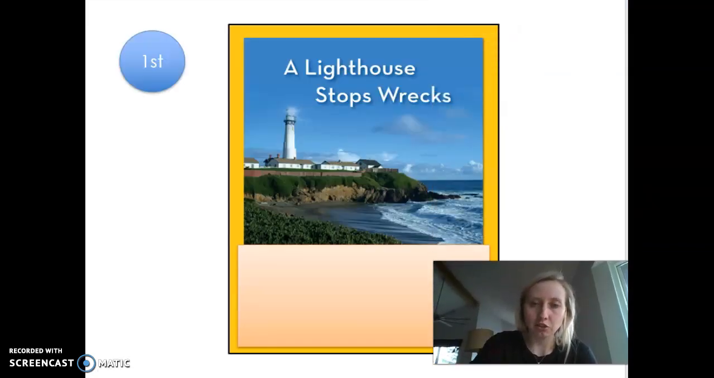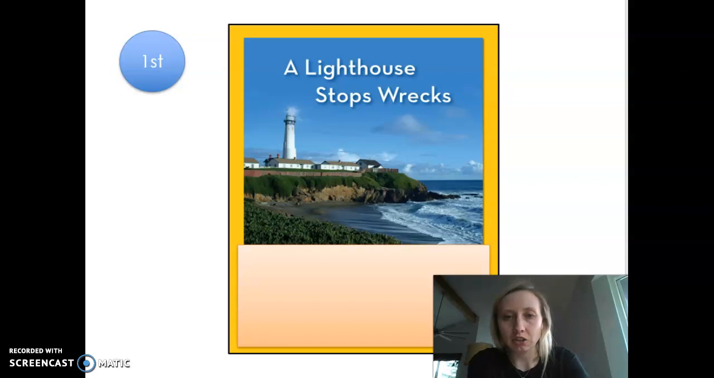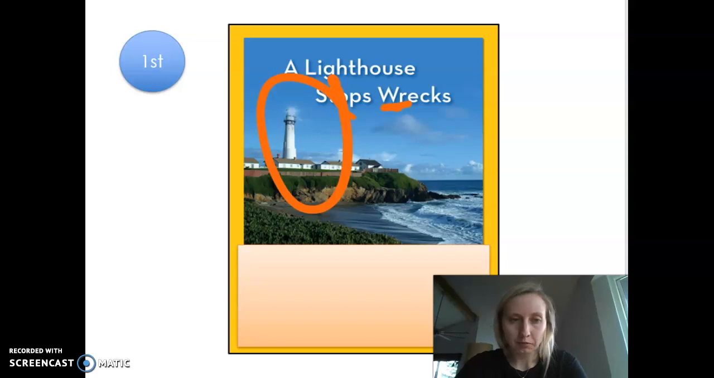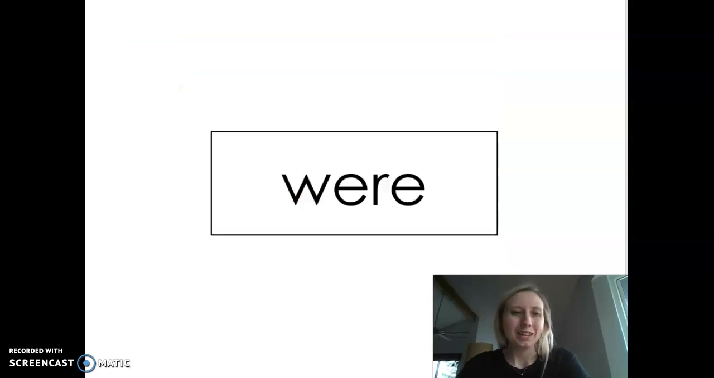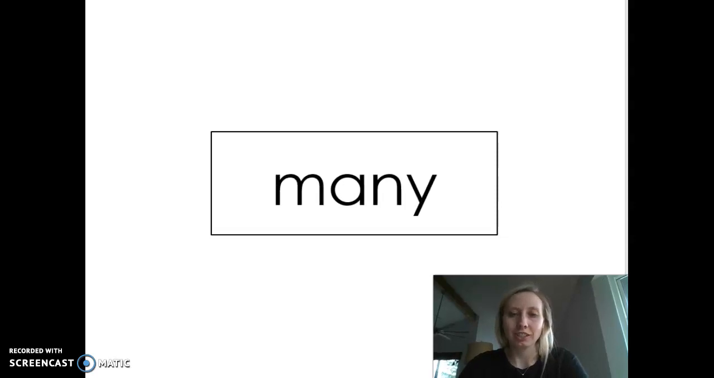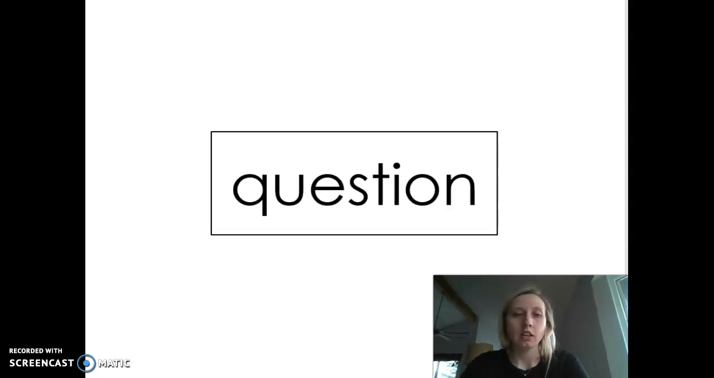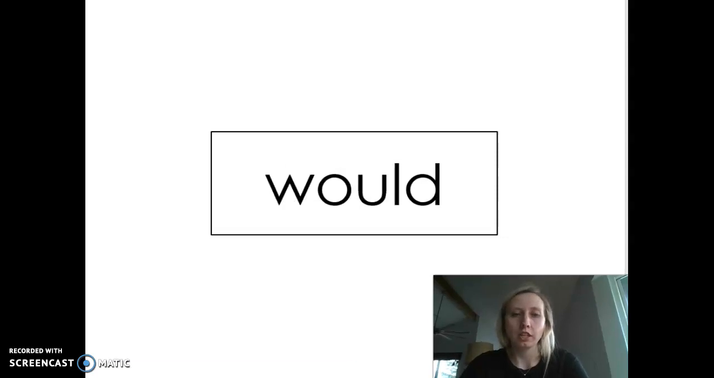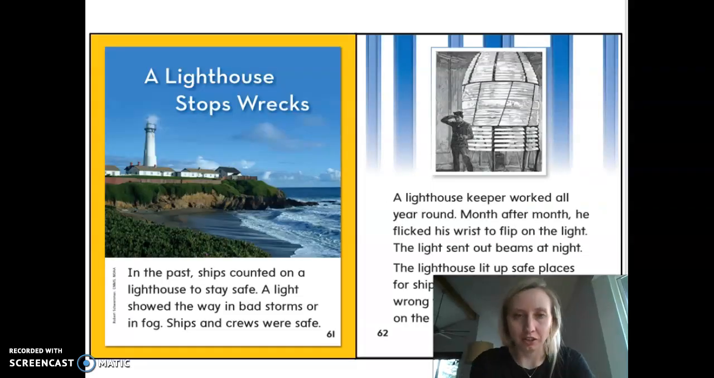Okay, here's our story for today. A lighthouse stops wrecks. So a wreck is like a crash. This lighthouse is going to help ships not crash into the land. Okay, here are some words we'll see. Were, worked, all, could, many, there, like over there, question, would. And here's our story. A lighthouse, there's a compound word.